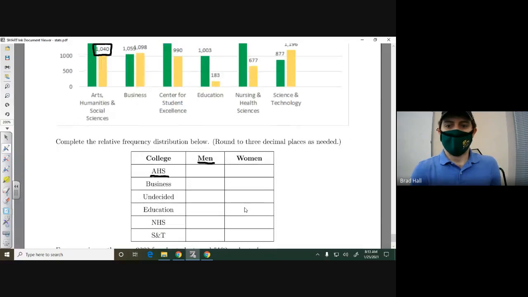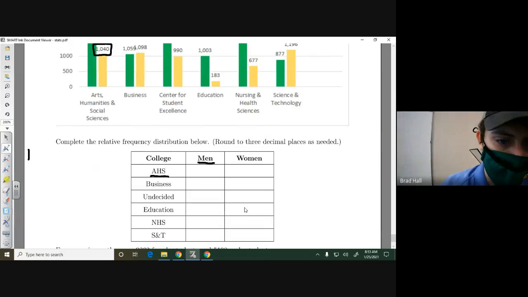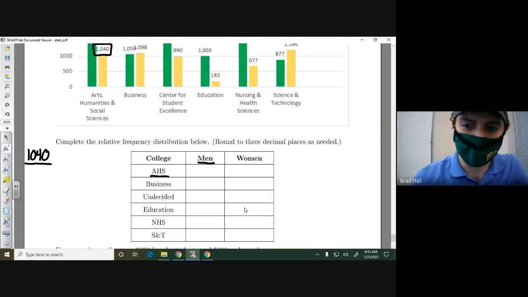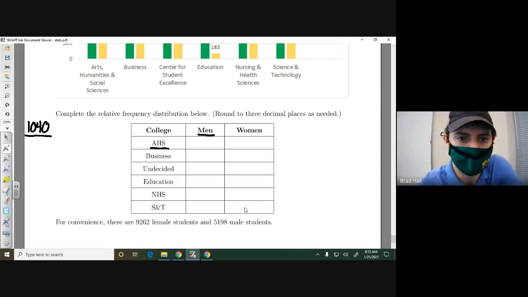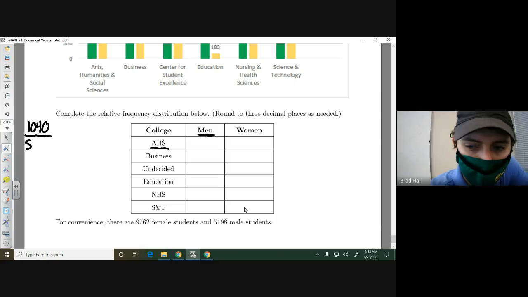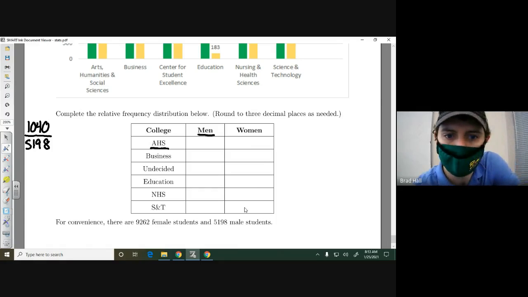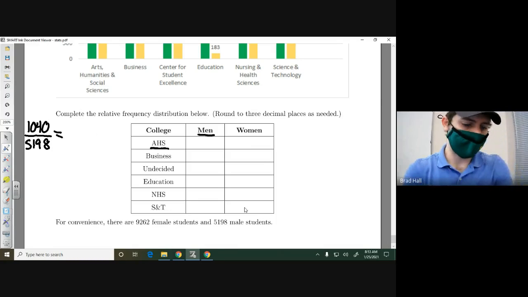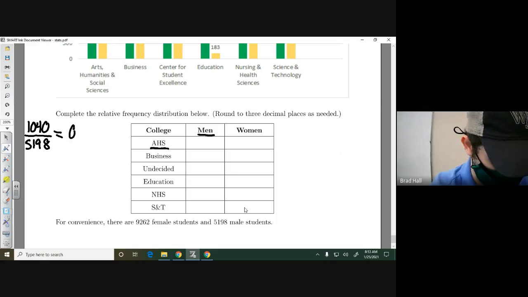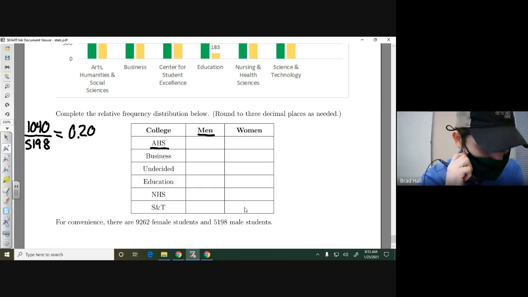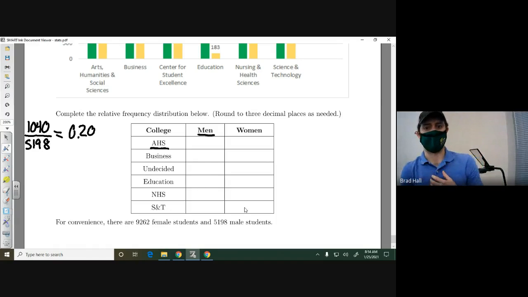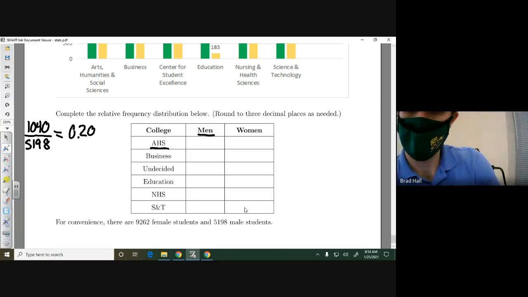So the number of men was 1040. Divide that by the total number of male students, 5,198. And so let's see what decimal we get from that. 1040 divided by 5198. So about 20%. A solid 20%, or 0.2.